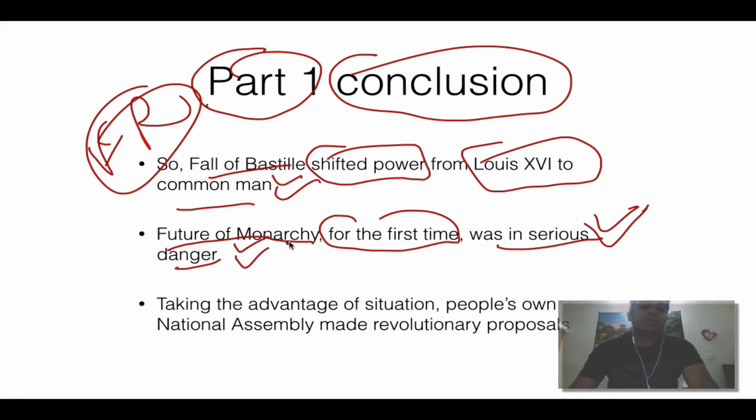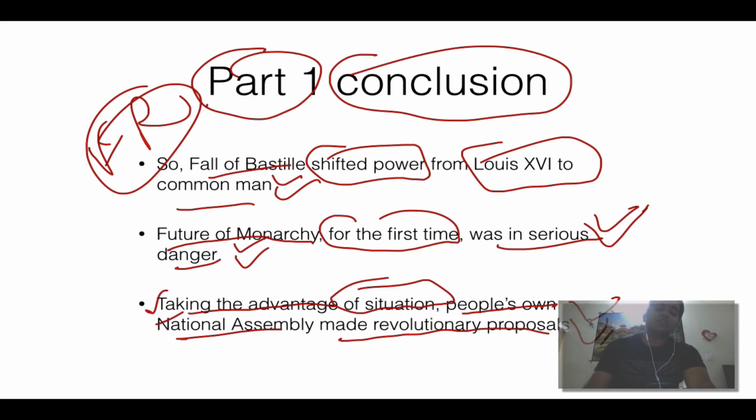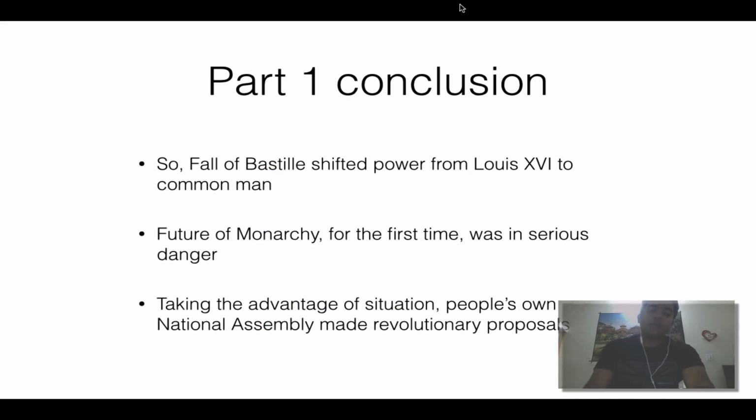Why? Because people said the National Assembly has come, now we will make our own constitution, you go outside. Then we have taking advantage of the situation, as in people's own National Assembly made revolutionary proposals. So what are these revolutionary proposals? If you want me to make part 2 about the National Assembly and National Council and all the blunders and the rise of Napoleon and evaluation of the French Revolution.